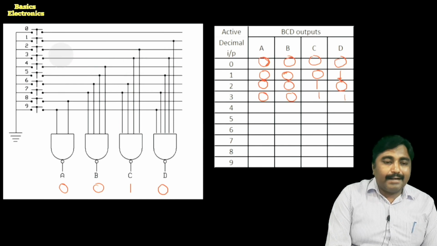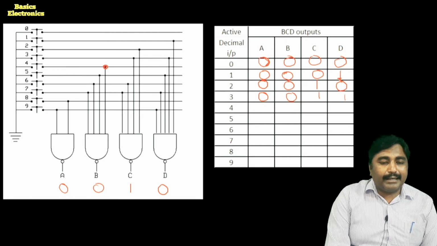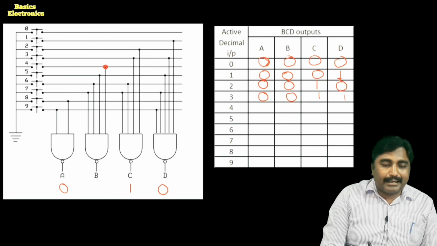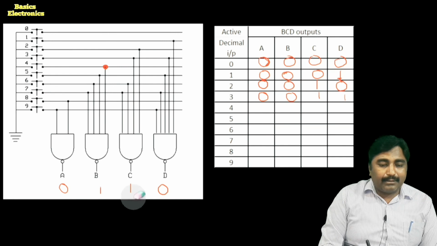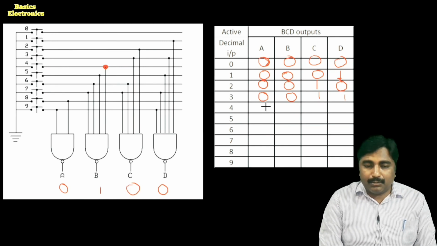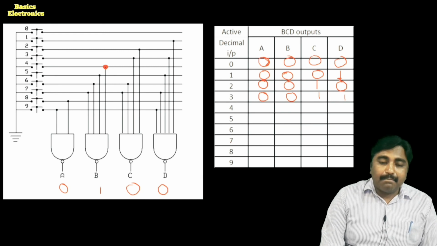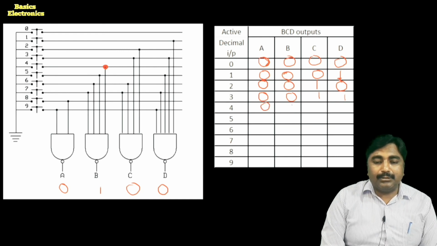Okay, then if we press switch number 4, switch number 4 is connected here. It is connected to the second gate. So the output of the second gate is equal to 1. It is not connected anywhere to the other gates. So the output of all other gates are equal to 0. So it produces the BCD output which is equal to 0, 1, 0, 0.